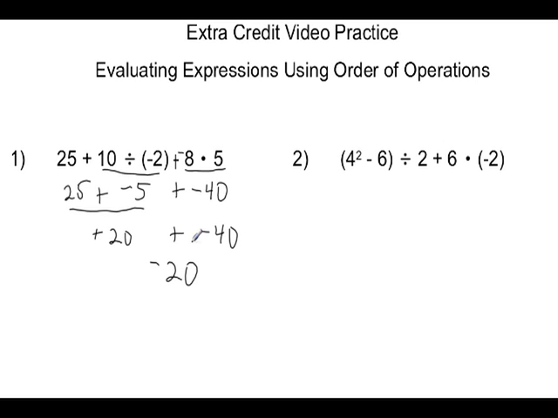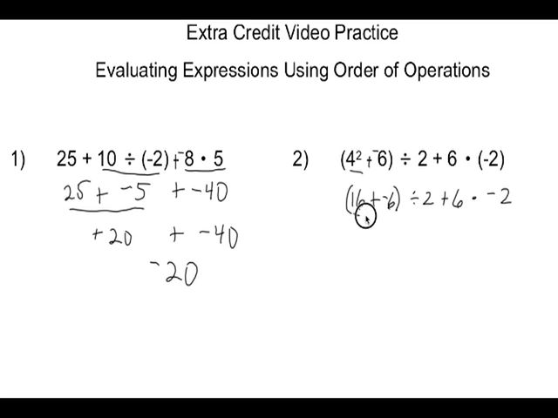Number 2. Open parentheses, 4 squared minus 6, close parentheses, divided by 2 plus 6 times negative 2. So I have subtraction here, so I'm going to do my same change opposite. I have parentheses and exponents in the same expression, so I know from the notes that I do the exponent first. So 4 squared is 16, and that's still in parentheses, so 16 plus negative 6 divided by 2 plus 6 times negative 2.